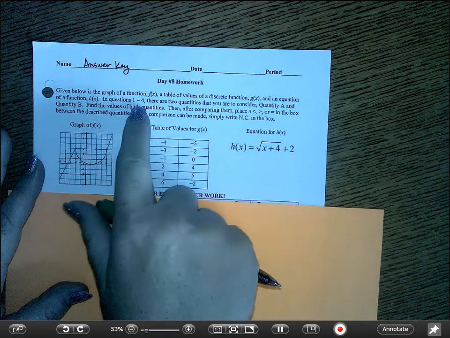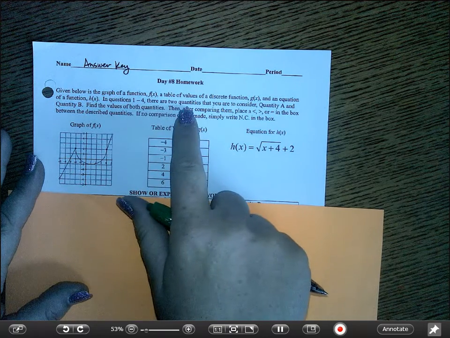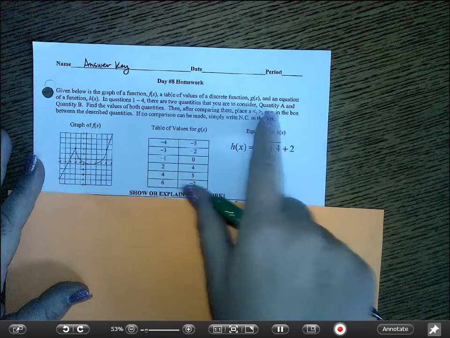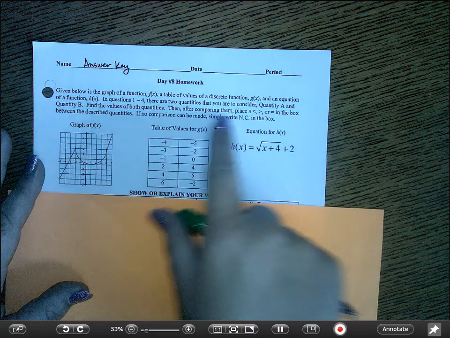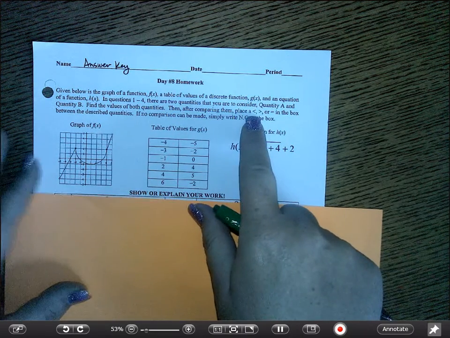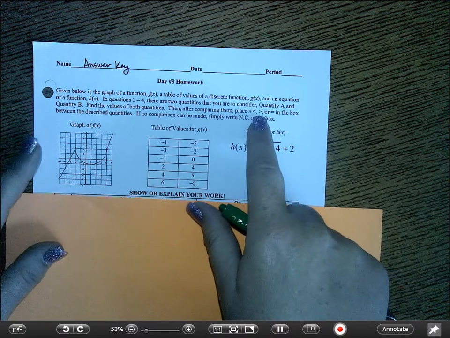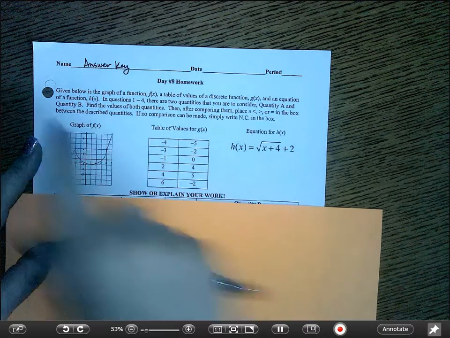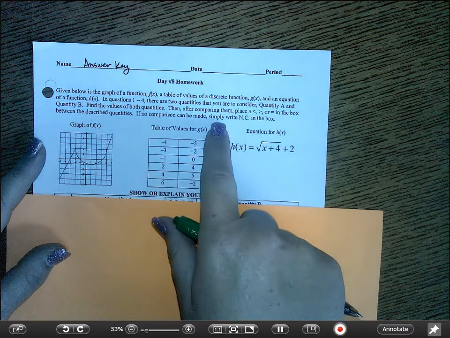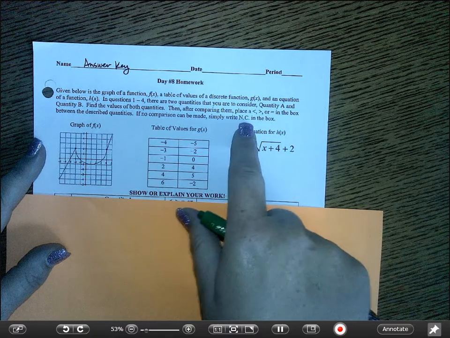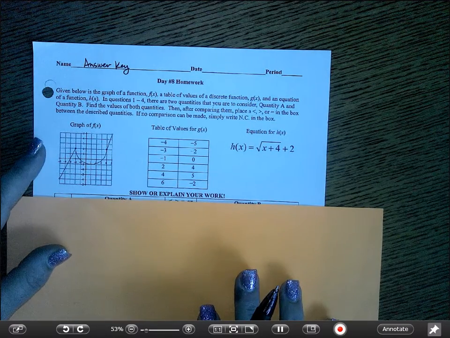So in questions 1 through 4, there are two quantities that we have to consider, quantity A and B. We're going to find the values of both quantities, and then after comparing them, we're either going to write less than, greater than, or equal to in the box between the described quantities. If no comparison can be made, then simply write NC for no comparison in the box. So let's take a look at the first one here.